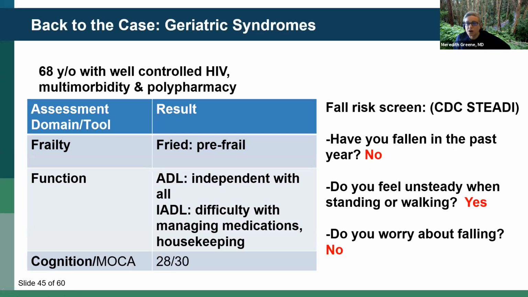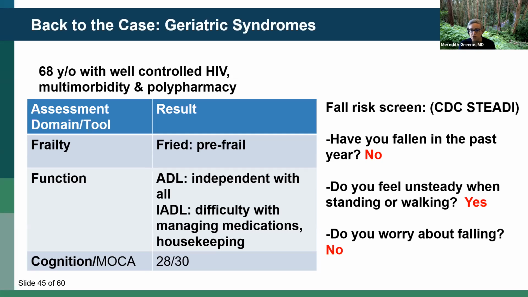So coming back to our case, this is a 68-year-old. We talked about his multimorbidity and polypharmacy, and maybe are addressing the polypharmacy. So let's say you do a frailty assessment. In this case, you decide to do FRIED and he's pre-frail. For function, you ask about his ADLs. He's independent with all of them, but he already mentioned having difficulty managing his medications. He also mentions he's having some trouble bending down to do certain cleaning tasks. For being thorough here, I put down his MoCA score, which was 28 out of 30. And so he didn't have any cognitive symptoms.